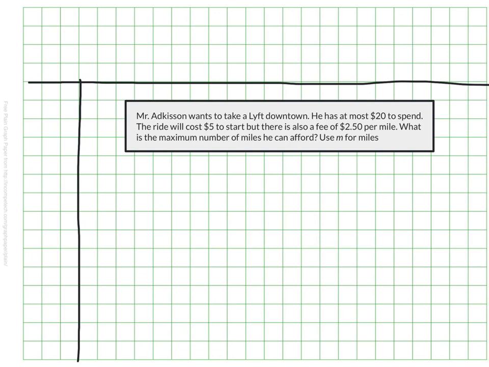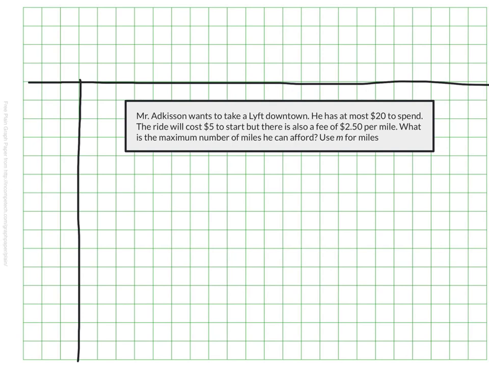People solve inequalities a lot, although they might not realize that's what they're doing. So this is an example of a story where we would actually use inequalities to find the solution. Mr. Atkinson wants to take a Lyft downtown. He has at most $20 to spend. The ride will cost $5 to start, but there's also a fee of $2.50 per mile. What is the maximum number of miles he can afford?